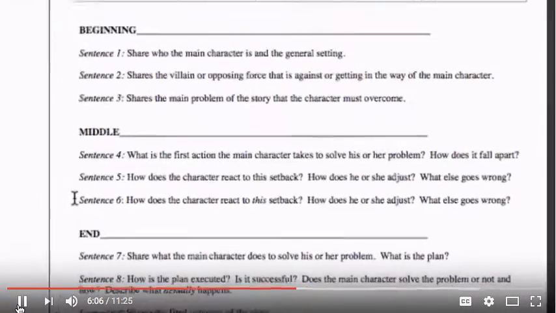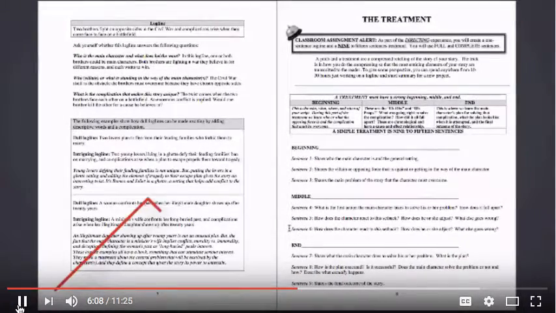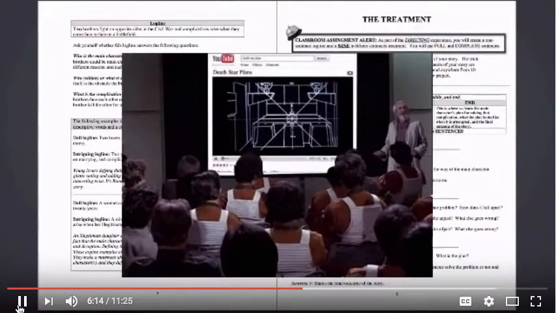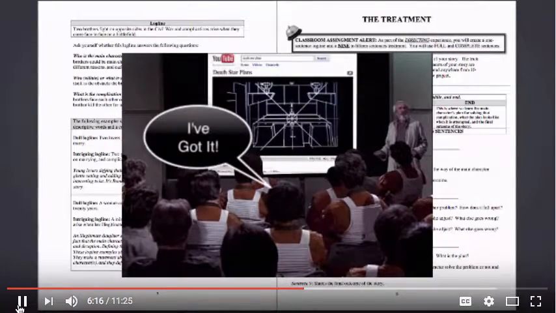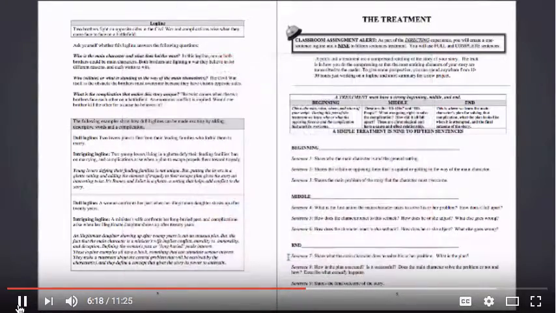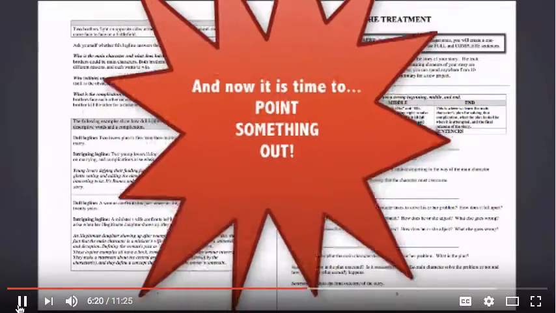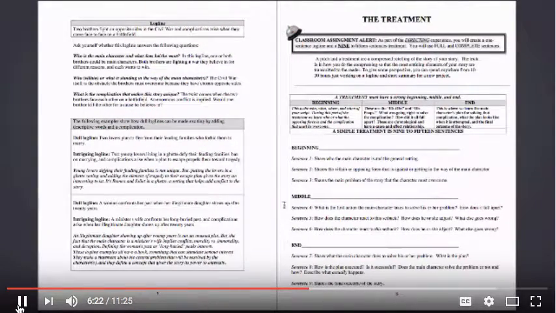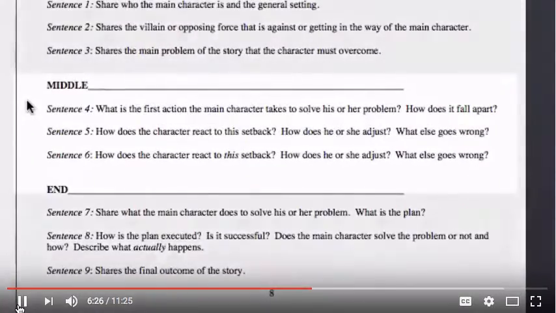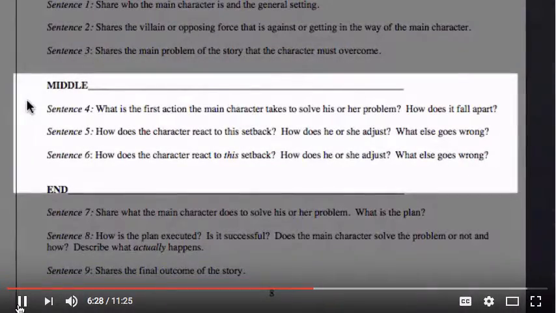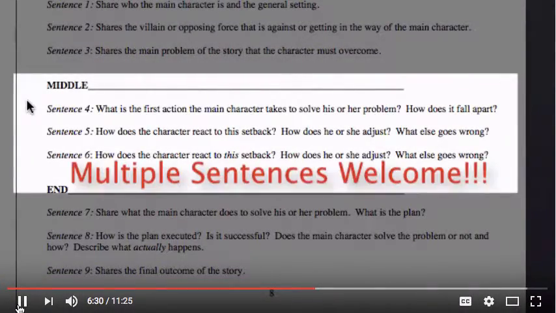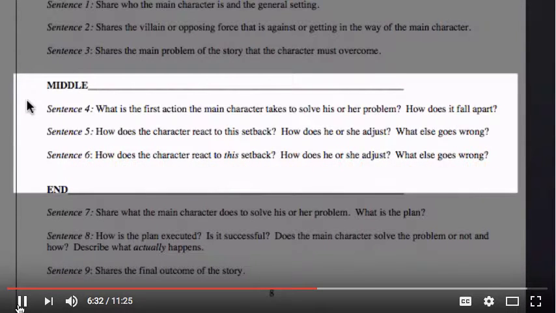If you really think about it, most movies are like this. They are a series of plans that usually go wrong until we get to the end. This is where the main character comes up with a plan to solve his or her problem. I hope by now you've realized that the middle of your treatment should be the longest part of your treatment. Although we're using the word sentence, sentence 4, 5, and 6 can each be a series of sentences.